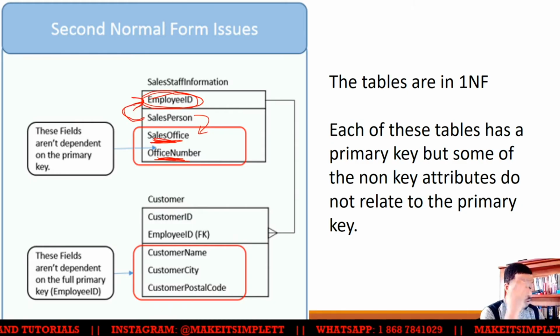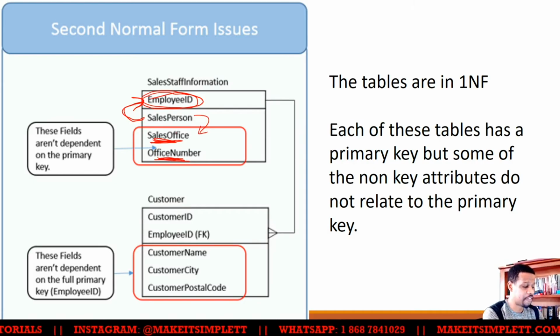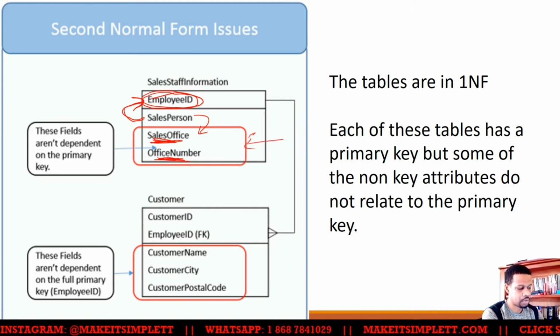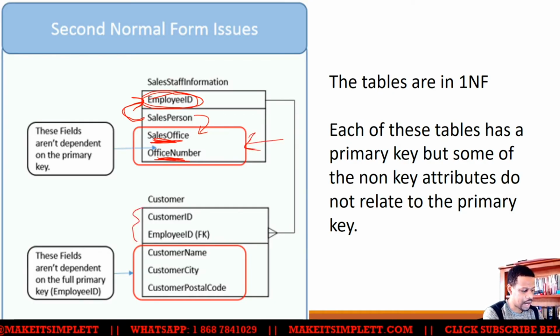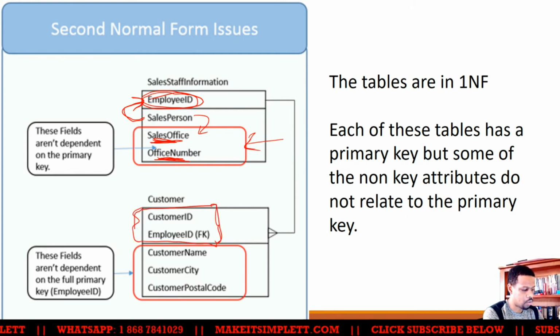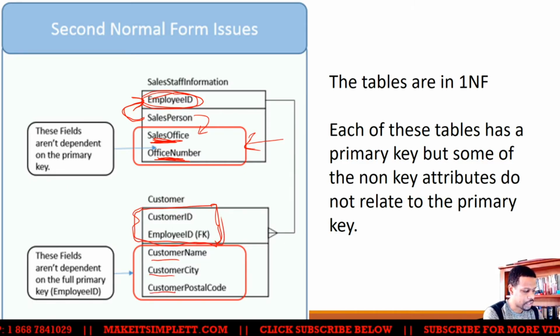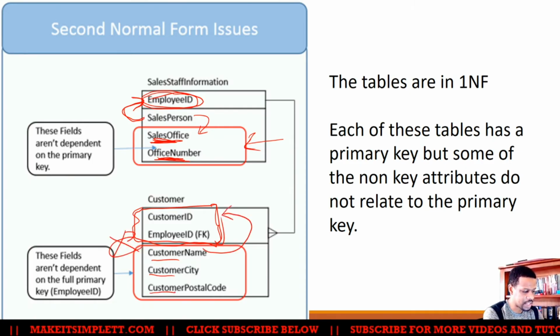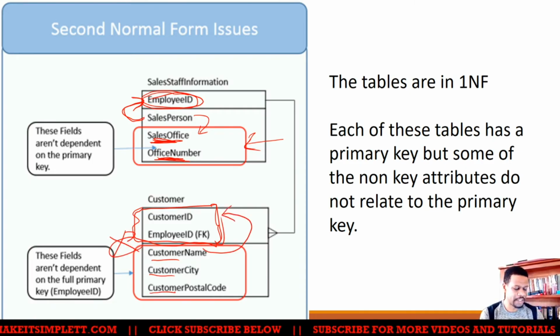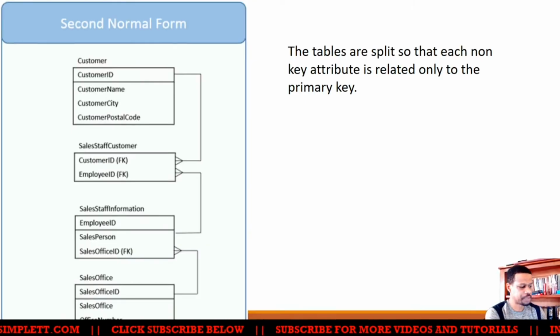So we're in first normal form, but we're not in second normal form because all the attributes must relate to the primary key. And in this one, we have a composite key, which is customer ID and employee ID. They make up one special key. Now you have to ask yourself, do the customer name, customer city, and postal code relate to the employee ID? No, they don't. This actually relates to the customer ID only. So in order for this to make sense, I have to break up the tables.